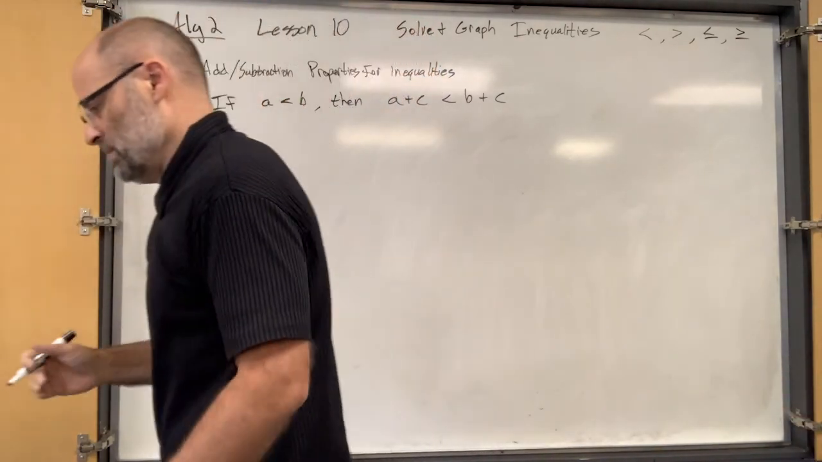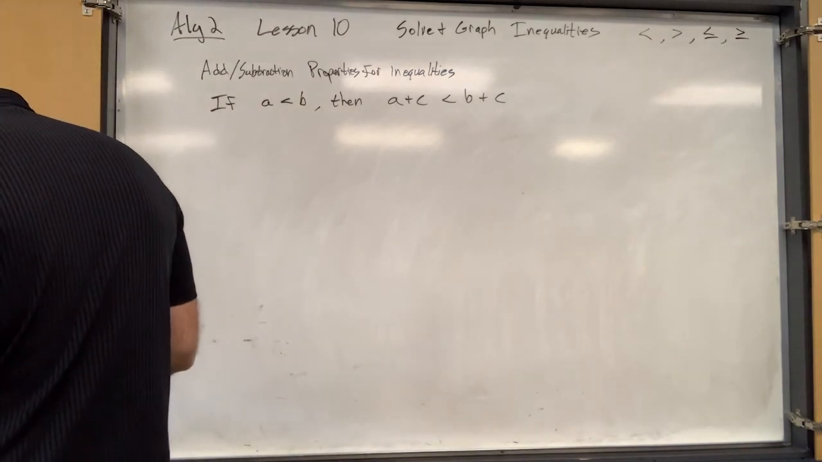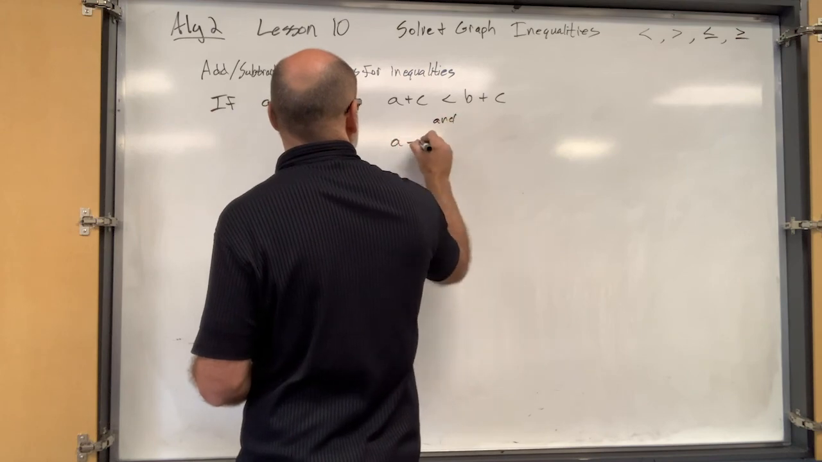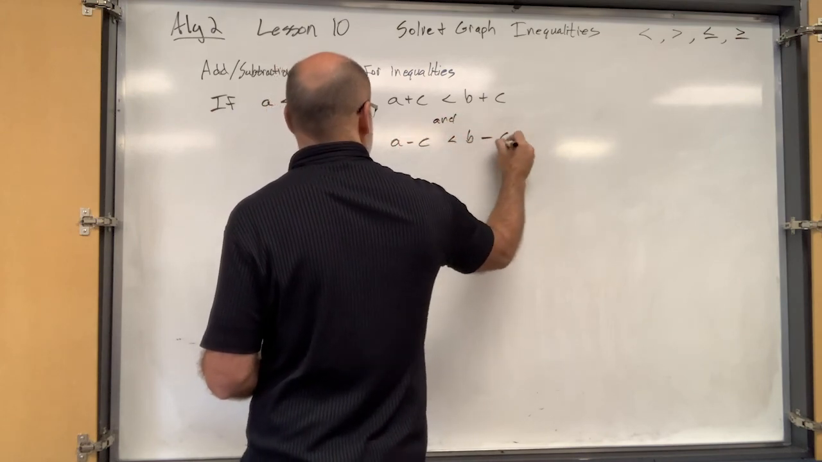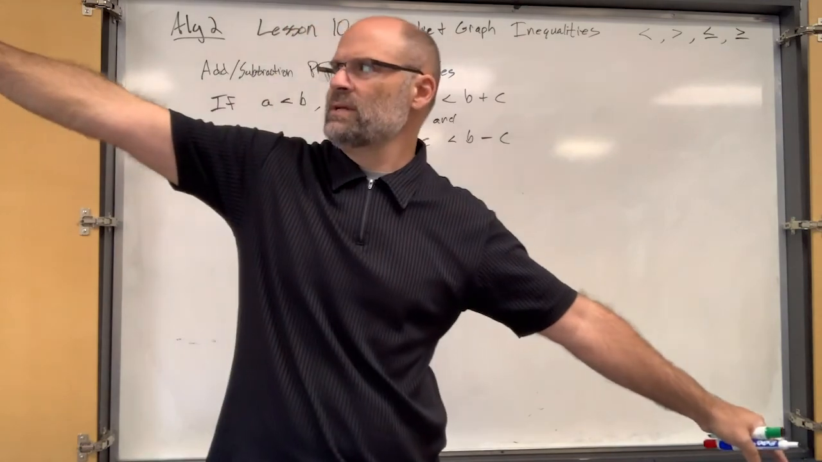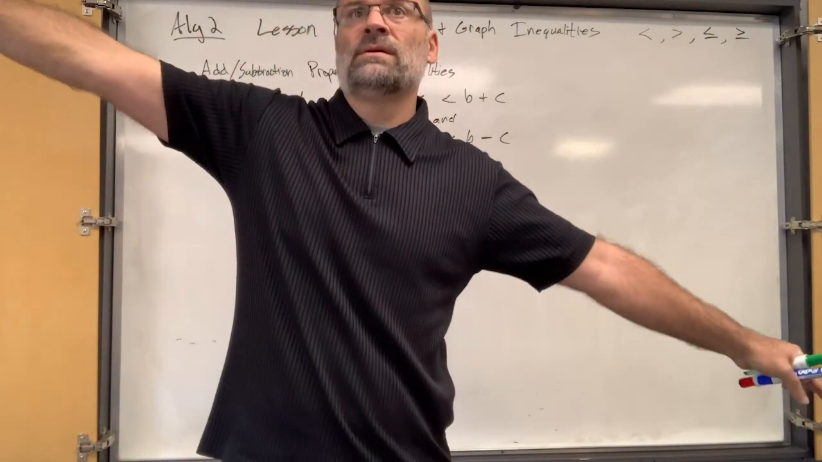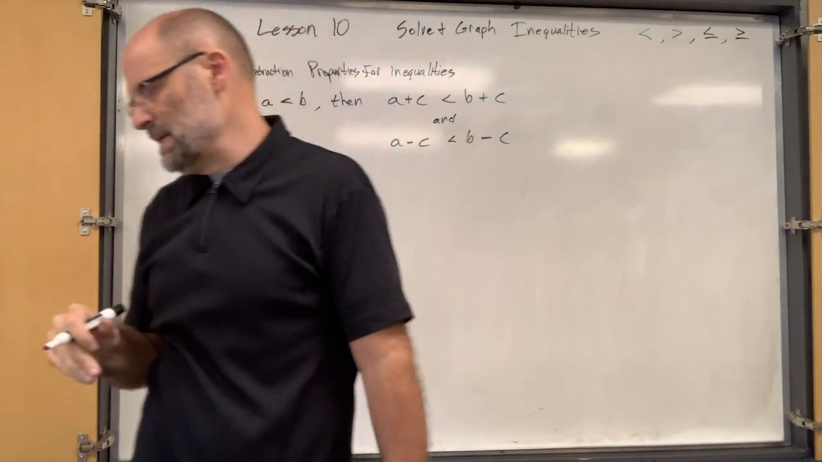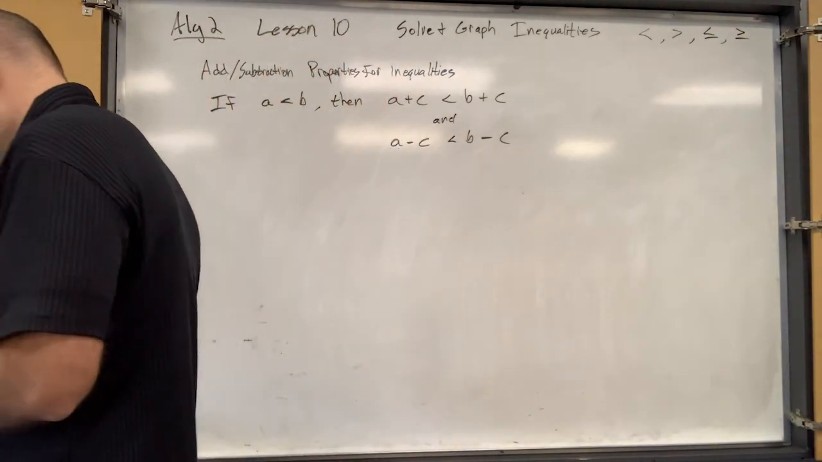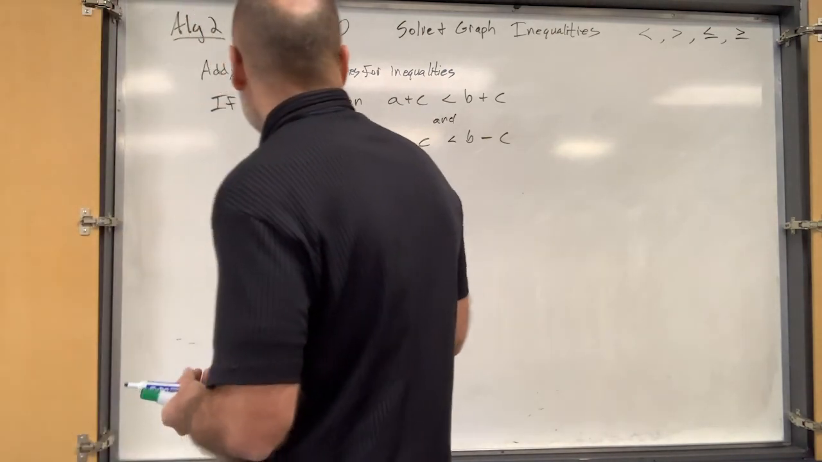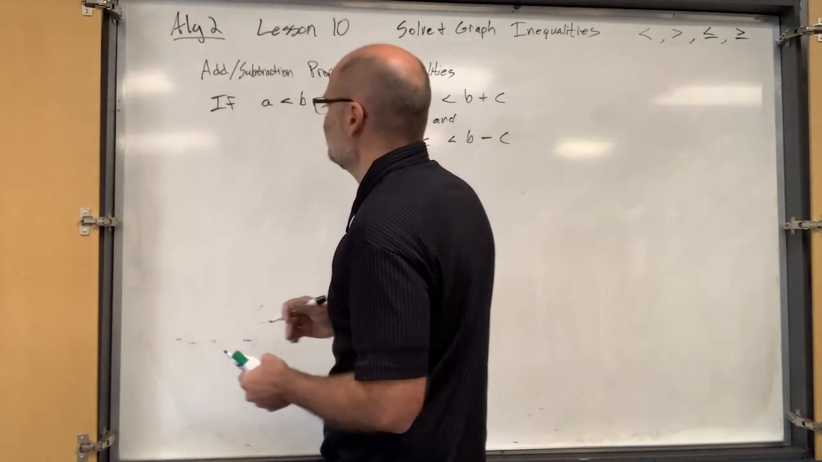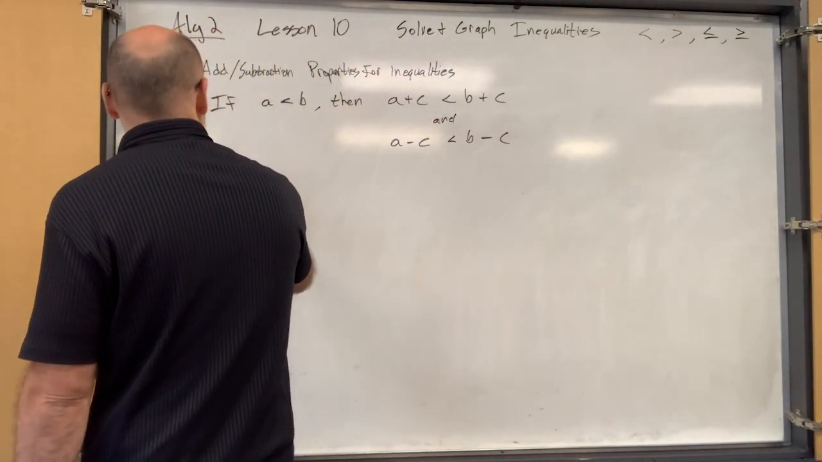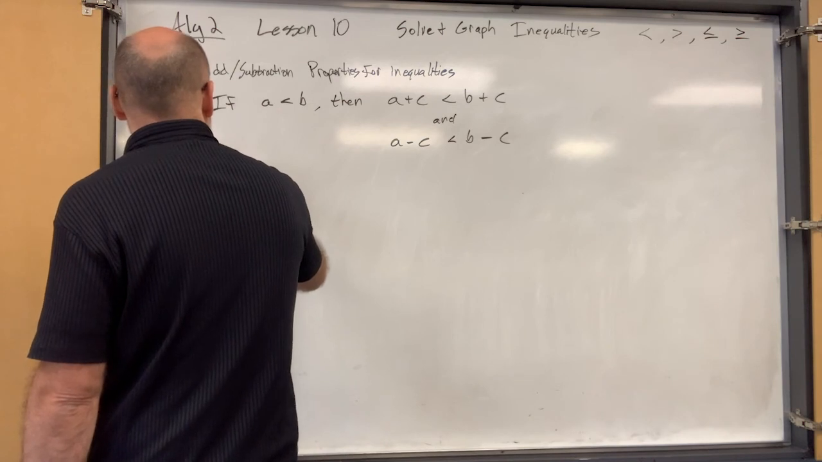Same thing with subtraction. If you take off the same weight, okay? If A is less than B and you take off the same weight, it's still going to look like this, okay? The left side is still going to be lighter than the right side. Unless you took off all of these. Yeah. Then it would. Yeah.